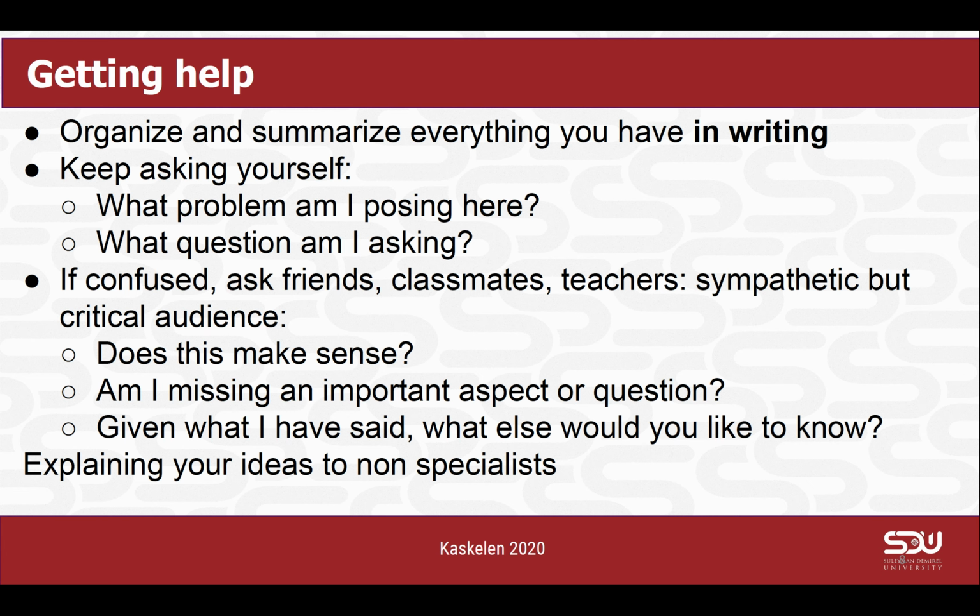Okay. If still confused, it's a good strategy to ask friends, classmates, or teachers, really anybody who is sympathetic but critical enough. When telling them about your literature review, tell them what you found. Describe the main arguments out there on your topic, right? And after you explain those things, ask your sympathetic and critical audience, does this make sense? Am I missing an important aspect or a question? Or, given what I have said, what else would you like to know?